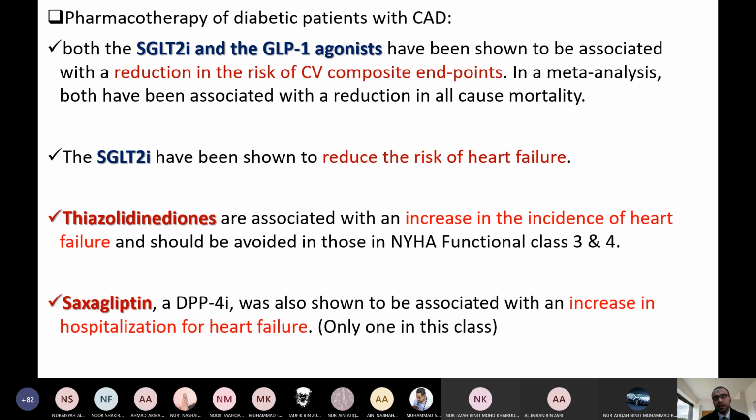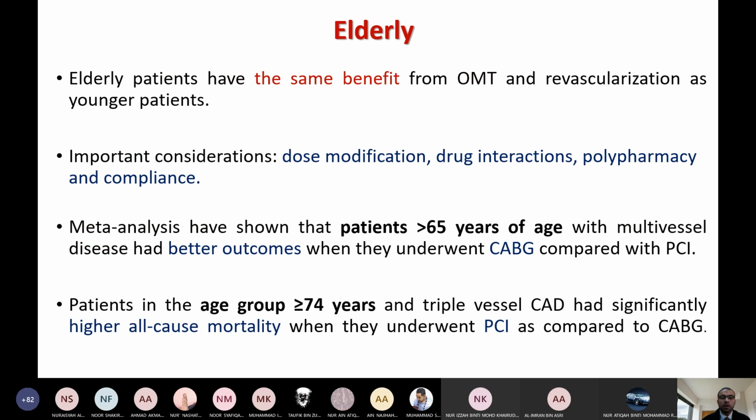What about the harmful and not recommended? Actually, the thiazolidinediones, pioglitazone and rosiglitazone, have all been shown to increase the incidence of heart failure. For DPP4 inhibitors, in this class, one agent only has been shown in one trial to increase the hospitalization for heart failure, but it is not actually harmful for ischemia. And this is only in this drug, not a class effect.